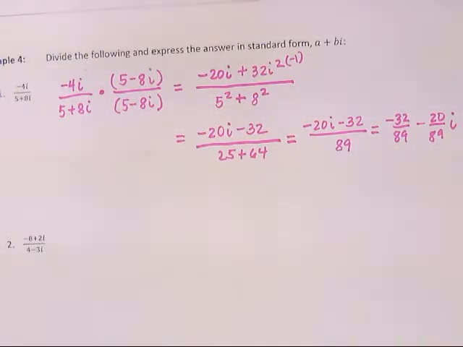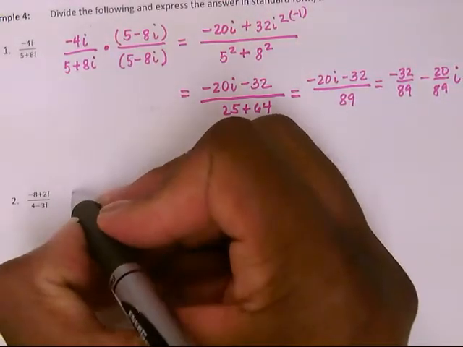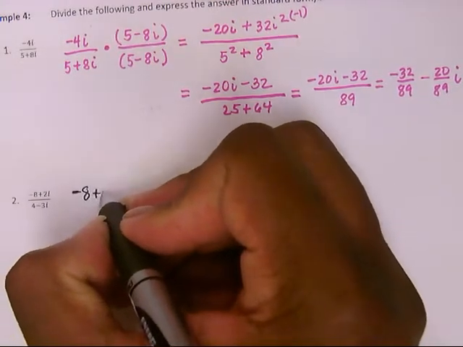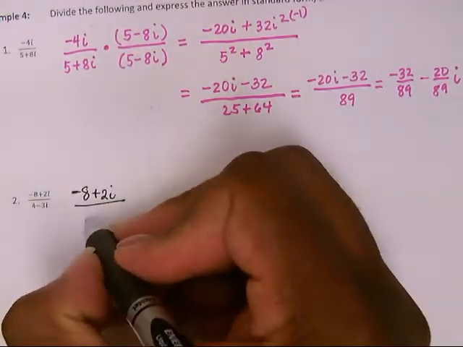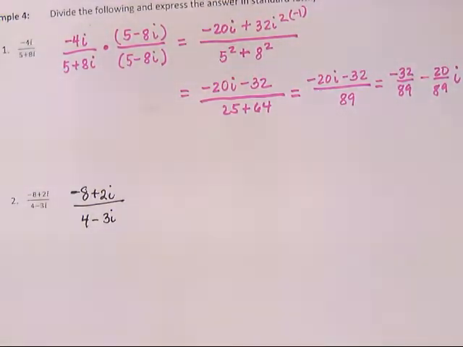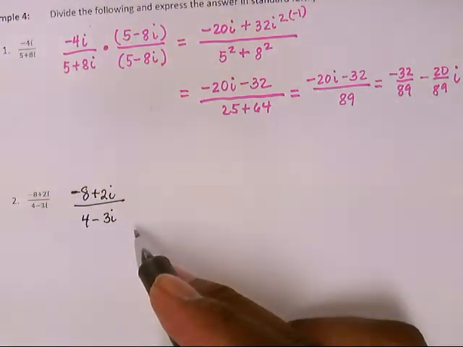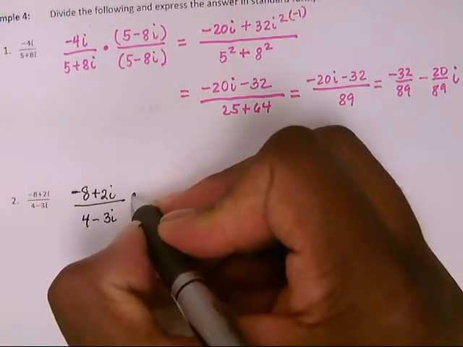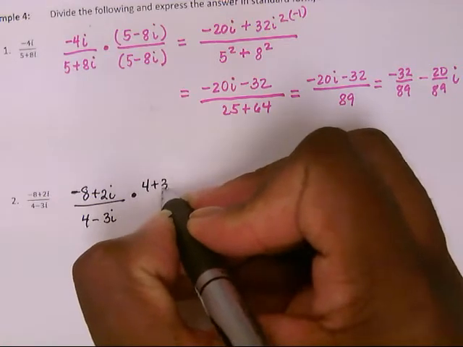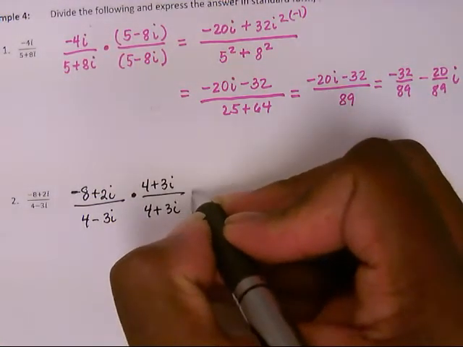We've got negative 8 plus 2i divided by 4 minus 3i. I realize this is a little bit small, so I'm going to write this so that you can see what I'm doing here. Now, the complex conjugate of our denominator, 4 minus 3i, will be 4 plus 3i. So we're going to multiply the numerator by 4 plus 3i, and the denominator by 4 plus 3i.